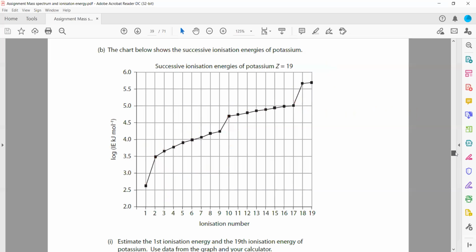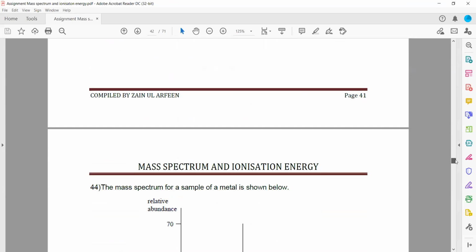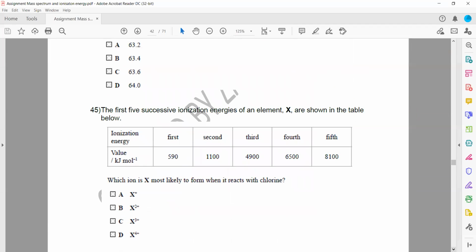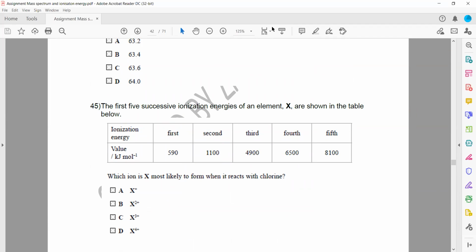And then we have question 45. In this one, the five successive ionization energies of an element are shown. If you want to determine the group number or the period number, you have to check the jumps. So 590, 1100, it is approximately double. But when you compare 1100 with the next value, which is 4900, this is a big jump, because the earlier step is approximately double, but this is a big jump.